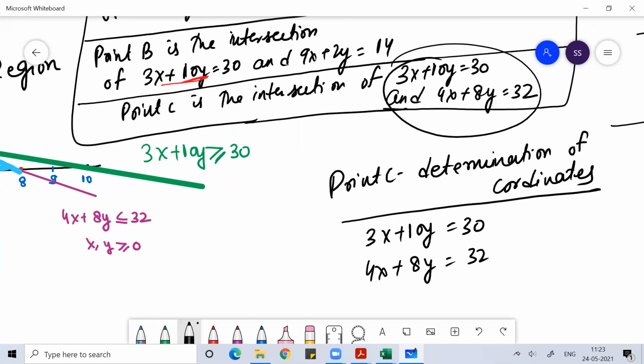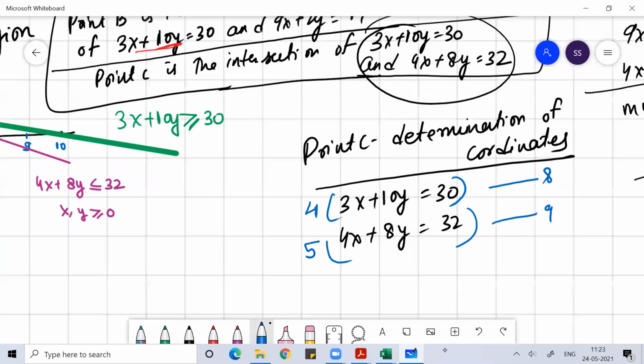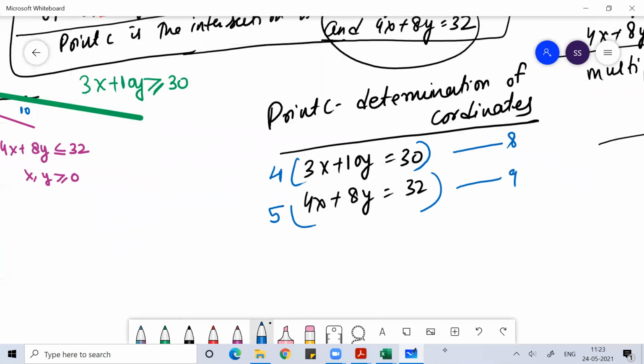Okay, so now what I can do, I can multiply to find this. Suppose this is equation 8, this is equation 9. So what I can do, I can multiply this by 4, and this I'll multiply with 5, so that I can cancel y.